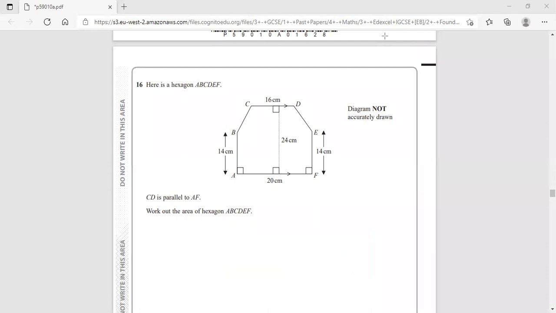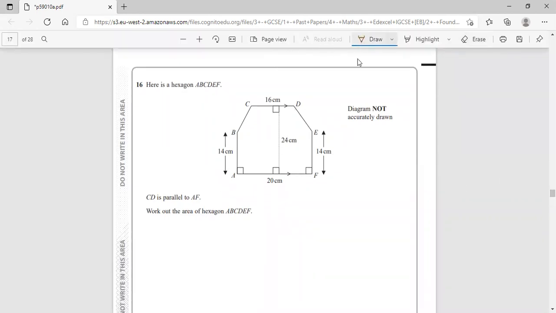So, question 16. It says here is a hexagon ABCDEF. You can see our hexagon here. It gives us the length of some sides, and it tells us CD is parallel to AF. So this side up here is parallel to this side. That is important, because we're trying to work out the area of this hexagon.